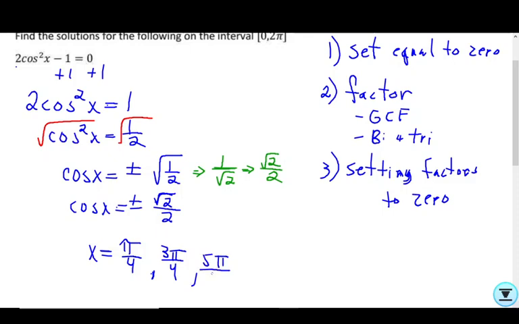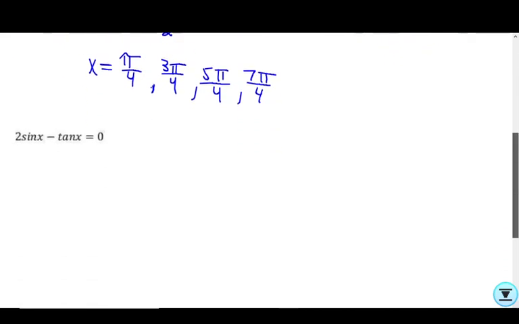So 3 pi over 4, 5 pi over 4, and 7 pi over 4. Okay, so it actually has 4 solutions. 2 for the positive ones, 2 for the negative ones. Okay? So again, the hardest part about this is getting your solutions from the unit circle. All right? Now, let's look at our next one.